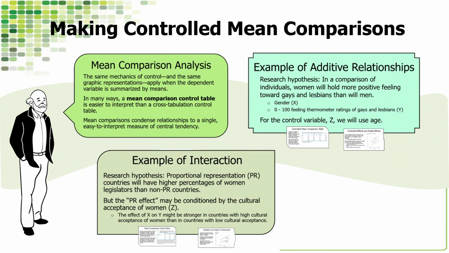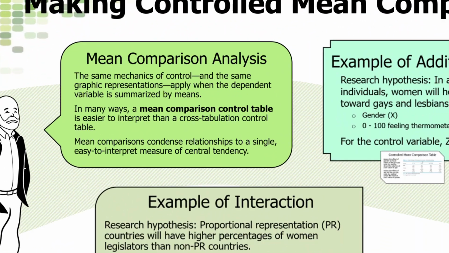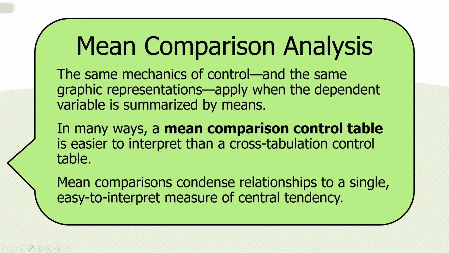The same mechanics of control, the same graphic representations apply when the dependent variable is summarized by means. It's a comfort to know that in many ways a mean comparison and control table is easier to interpret than cross tabulations. This just seems like a general principle of analysis. When you condense a relationship down to a single mean value, it's easy to interpret this measure of central tendency.